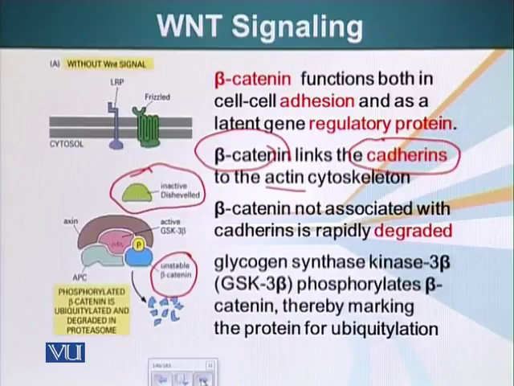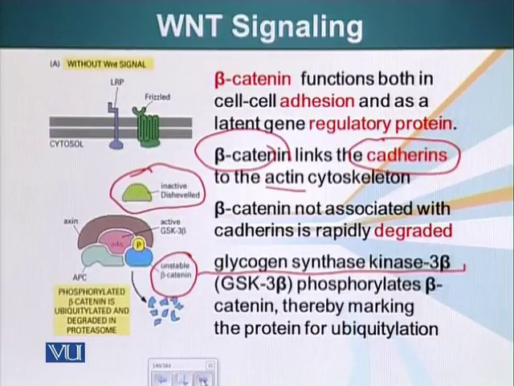Beta-catenin is also a regulatory protein. It can affect the transcription of certain genes and also plays a role in linking up the cytoskeleton with cadherin molecules. Without the signal, extra beta-catenin, if it is present, is degraded by a degradation complex which is composed of 3 proteins. It is composed of glycogen synthase kinase 3 beta, GSK3 beta.